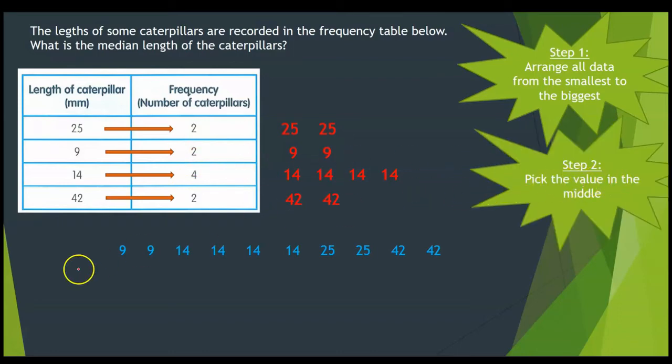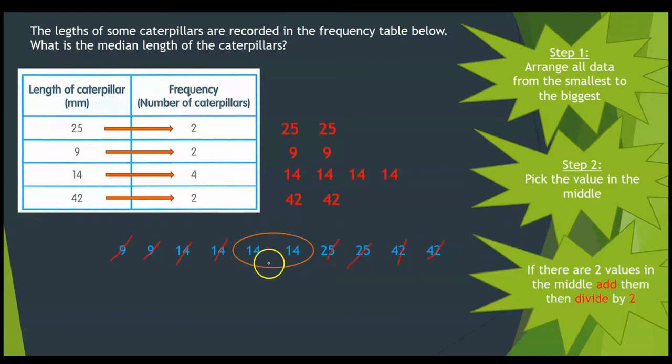We pick the value in the middle and we said we are going to cross the smallest with the biggest, smallest with the biggest, smallest with the biggest. Here I have 2 values in the middle. So when we have 2 values in the middle, I'm going to add them, then I will divide by 2. If I add 14 plus 14, I will get 28. Then 28 divided by 2 equals 14. So the median value will be 14.